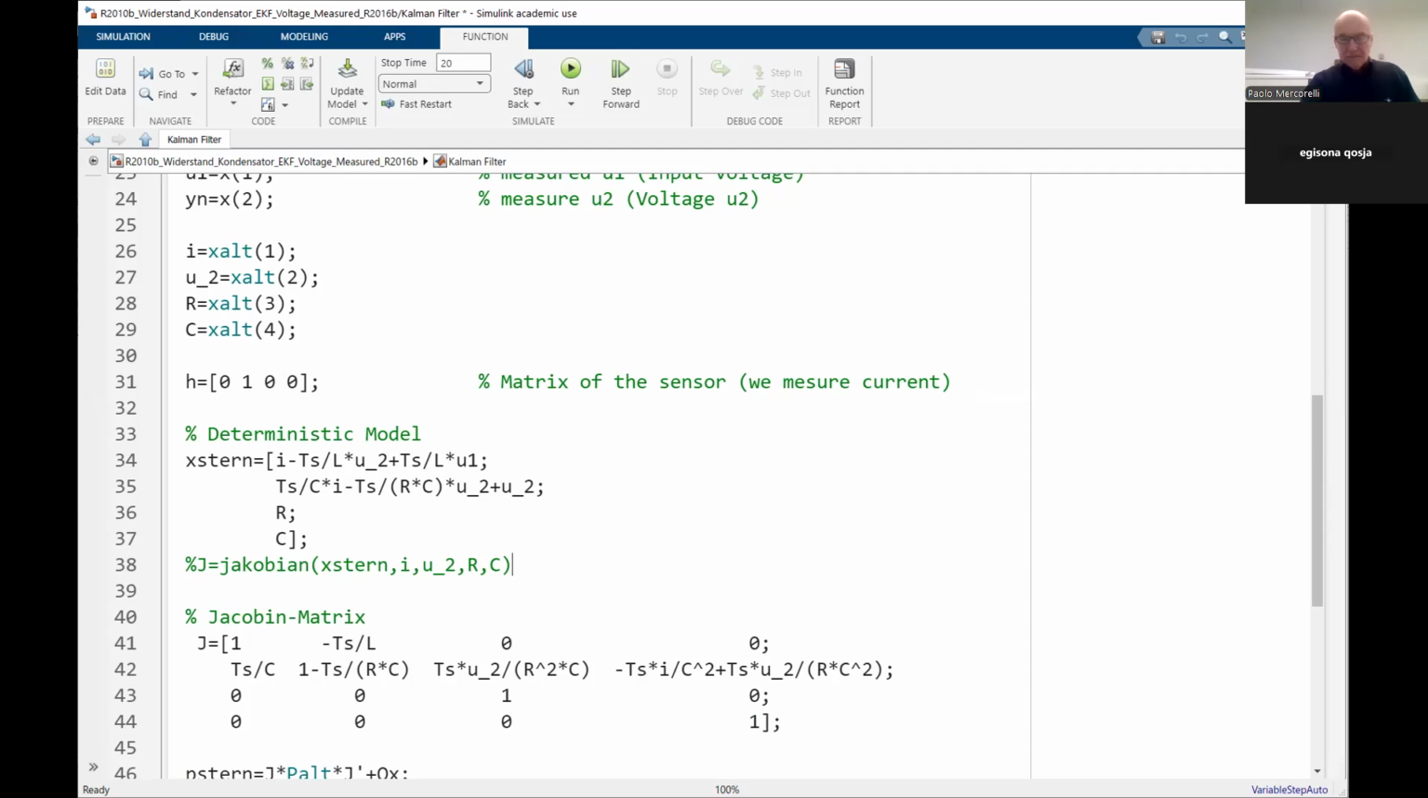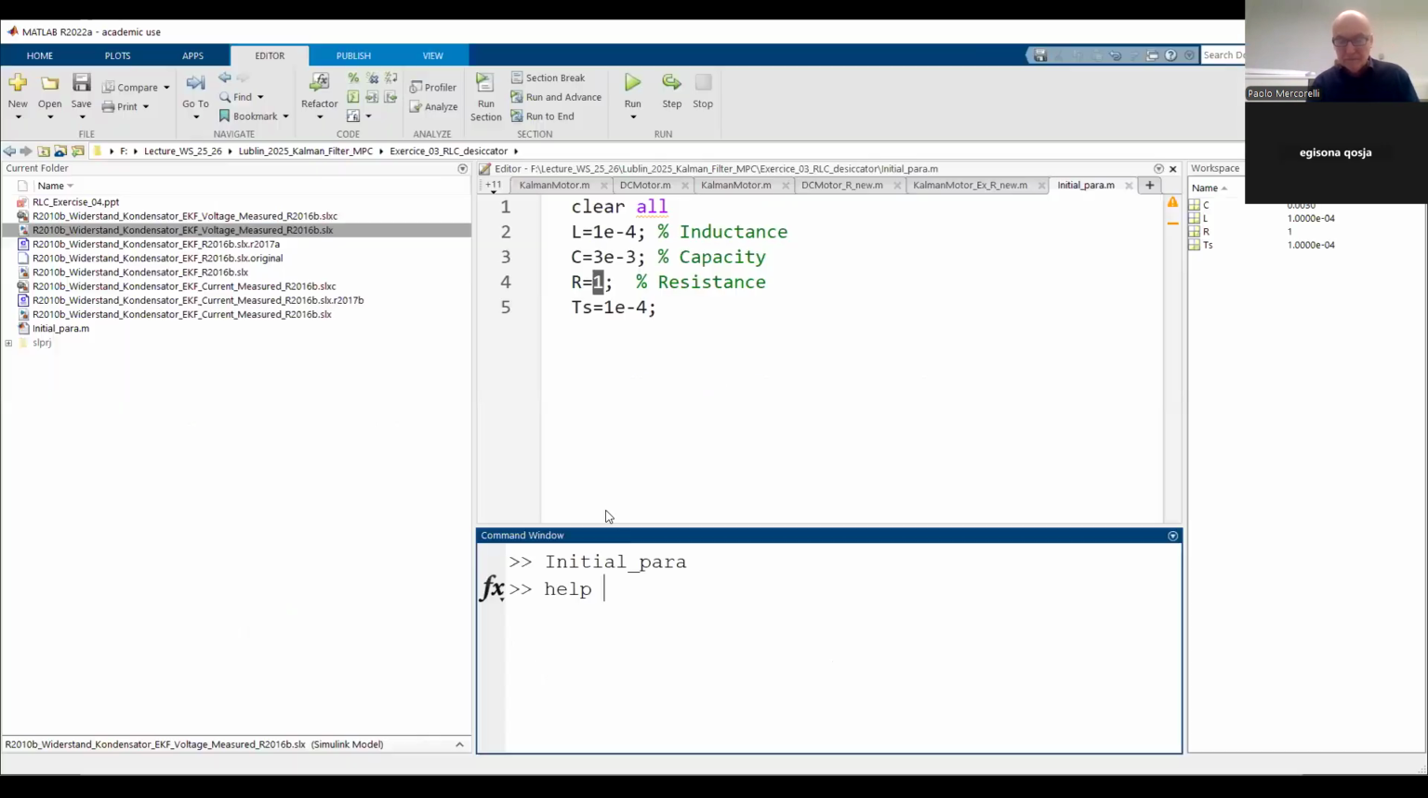I can look. Because of course, otherwise I have to do it by hand. You understand what I intend? The full matrix. Now, this is not extremely complicated, but nevertheless, the calculations can generate mistakes. No, I'm not good in math. Let me show you if this is exactly what I intended. Help Jacobian.